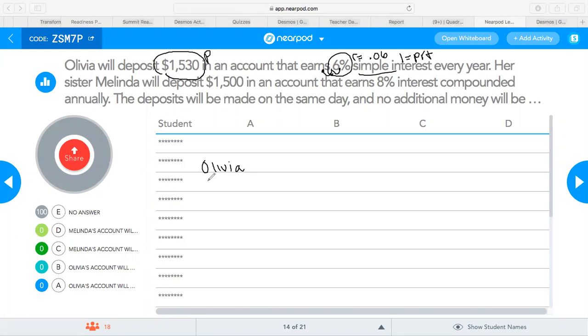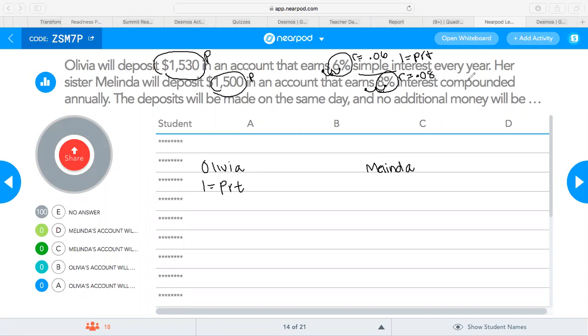So I like to pause. I'm sorry. I equals PRT. So I know I'm using the simple interest formula for Olivia. Her sister, Melinda, all right, Melinda. Is that your sister thing? Oh, I thought you said, okay, oh. Melinda will deposit $1,500. Pause, what's that? That's my P. So that's my P for Melinda. In an account that earns 8%, there's my R, but I'm going to change this to decimal form, 0.08.